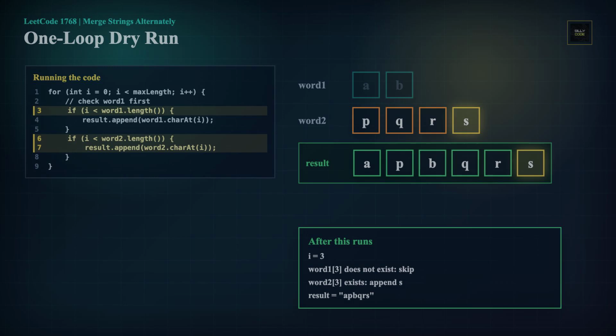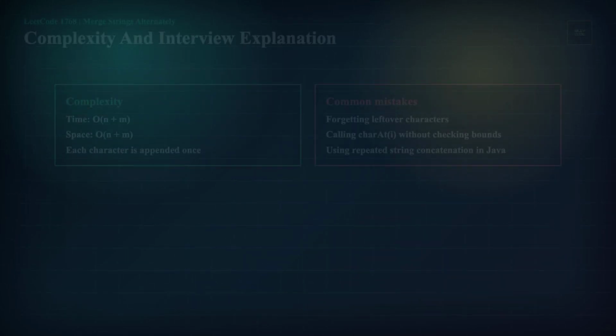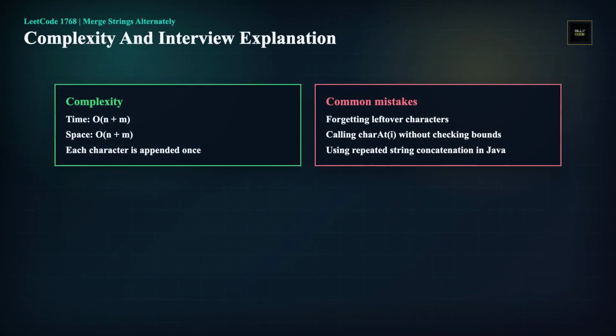Time complexity is O(n plus m), because every character is appended once. Space complexity is also O(n plus m), because we store the final merged string. In an interview, you can say, I iterate up to the length of the longer string. At each index, I append from word1 only if the index is valid, and then append from word2 only if the index is valid. This naturally handles leftover characters.